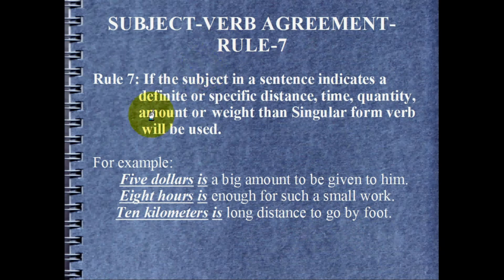Rule 7. If the subject in a sentence indicates a definite or specific distance, time, quantity, amount or weight, then the singular form of verb will be used. For example, $5 is a big amount to be given. 8 hours is enough for such a small work. 10 kilometers is a long distance to go by foot.